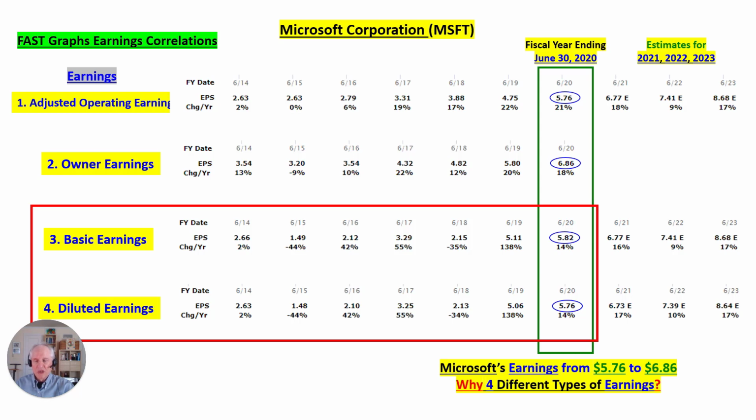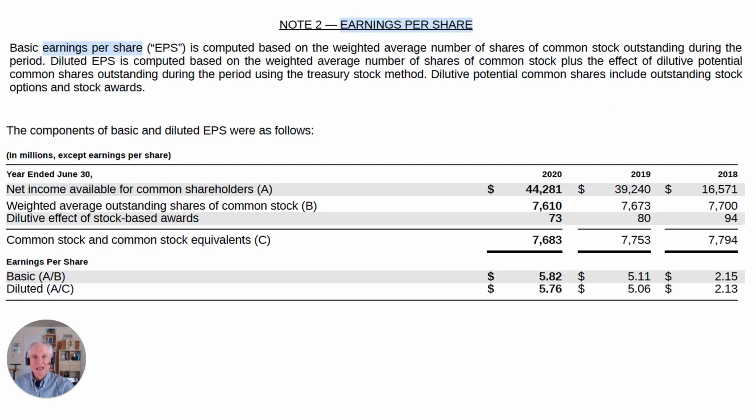I'm going to start with the last 2 and work our way up. Why am I starting with those? Because those 2 are really given to us at the bottom of the income statement in the annual report. Those are the way we look at it in GAAP, basic earnings and diluted earnings. And in note 2, the footnote behind the financial statements, Microsoft tells us basic earnings per share is a weighted average number of common stock outstanding during the last 12 months fiscal year. The diluted earnings per share includes outstanding stock options and stock awards.